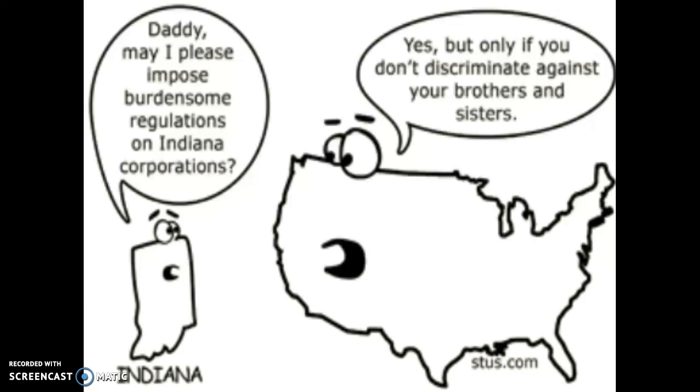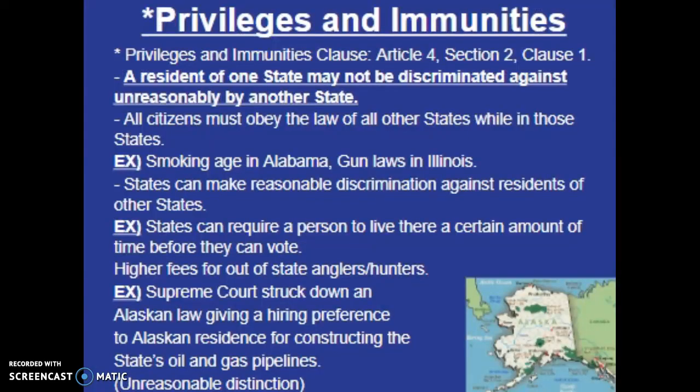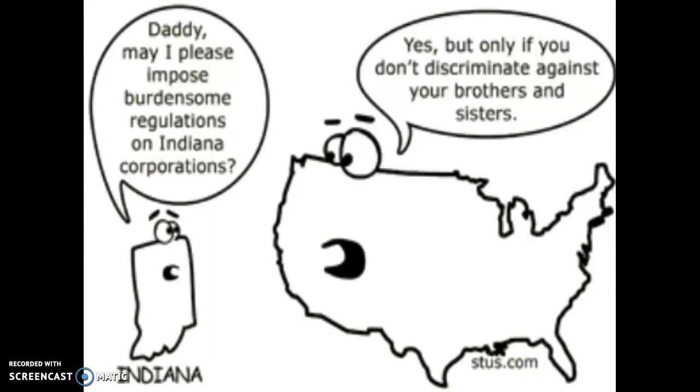And so, remember, the Privileges and Immunities Clause, Article 4, Section 2, Clause 1, says that a resident of one state may not be discriminated against unreasonably by another state. So, in this political cartoon, Indiana is free to impose these burdensome regulations on Indiana corporations as long as it does not unreasonably discriminate against the other states within the United States.